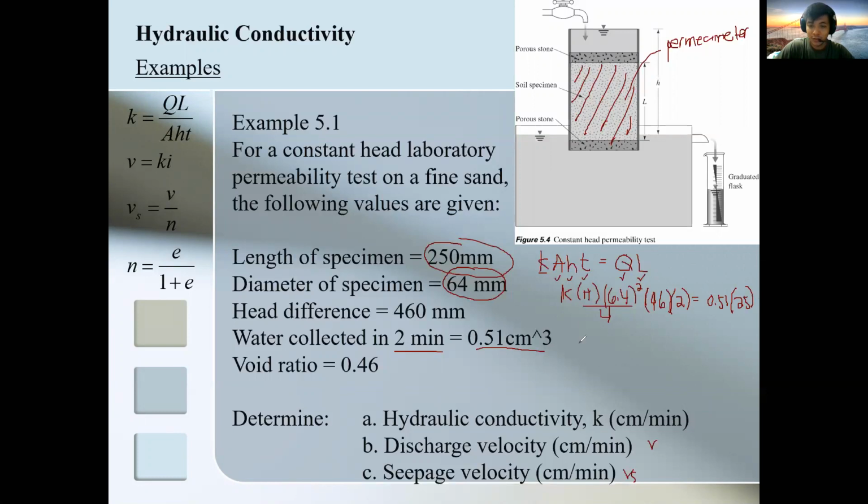Now, you can solve for your K. Let's try to solve it first. If it's you, just relax. If you can give the answer, that's better. 6.4 times 6.4.